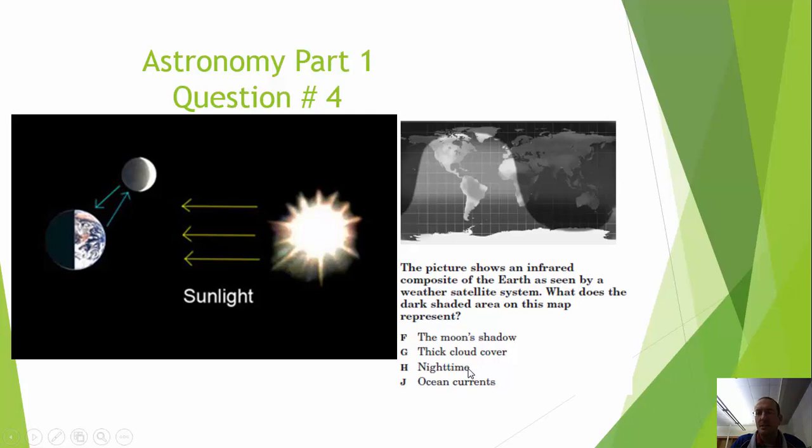Nighttime. Nighttime seems like a possible decent answer. As you see, about 50% would be day and about 50% would be nighttime. Now let's look at the last one, J, ocean currents. Does this seem to have any information whatsoever that deals with ocean currents? If it were only dealing with ocean currents, we should expect that it's only over the ocean, not over giant land masses. Correct answer here is nighttime.